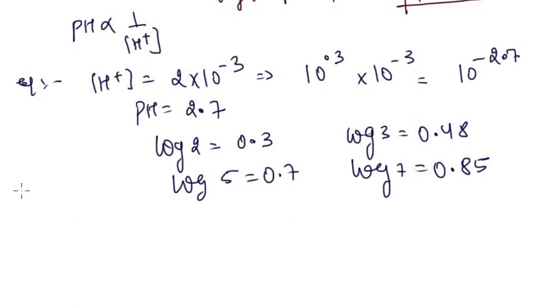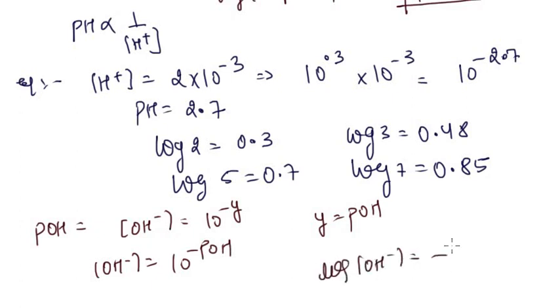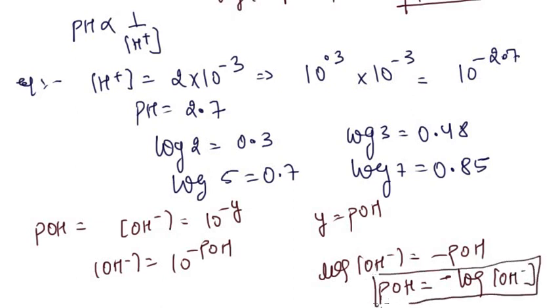Similarly, we could write the pOH. For pOH, the concentration of OH minus is 10 raised to the power negative of Y. So Y here is pOH. So the concentration of OH minus is 10 to the power negative of pOH. So log of OH negative is negative of pOH. So pOH is negative of log of OH negative. So that's how we write the terms pH and pOH.